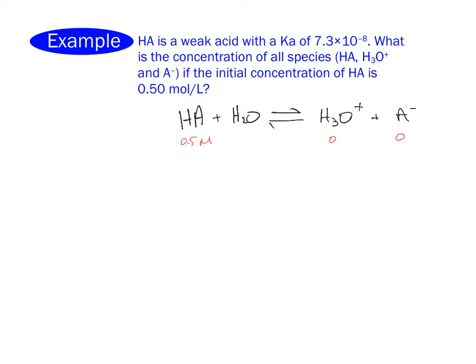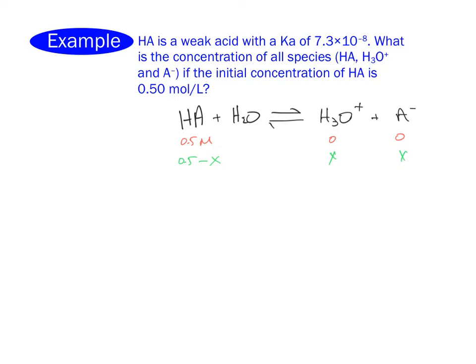We also know that what we can do is go ahead and see what the change would be. We don't know what the change is, but we can call the change x. And 0 plus x is going to be x. And the concentration of the weak acid will be 0.5 minus whatever x is. Okay?